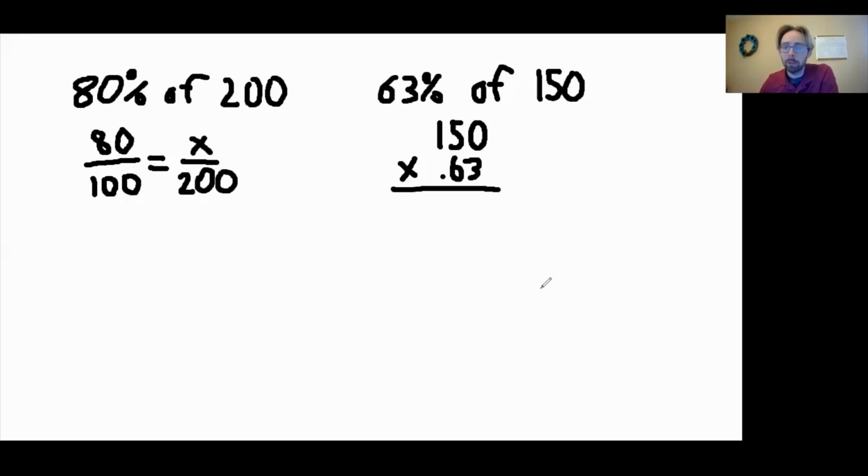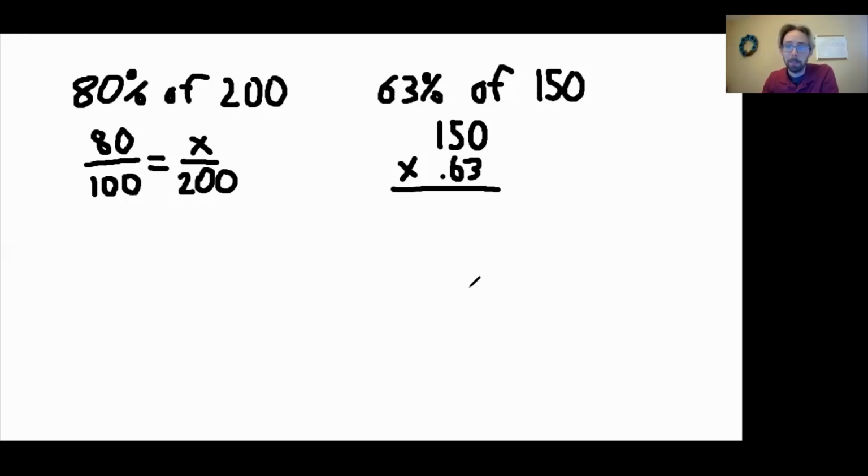Today we're going to be looking at finding the percentages of numbers. Let's pull up our whiteboard here. So we're going to be looking at two separate problems today. We're going to find 80% of 200 and we're going to find 63% of 150. And there's two different methods that you can use to find the answer to this.